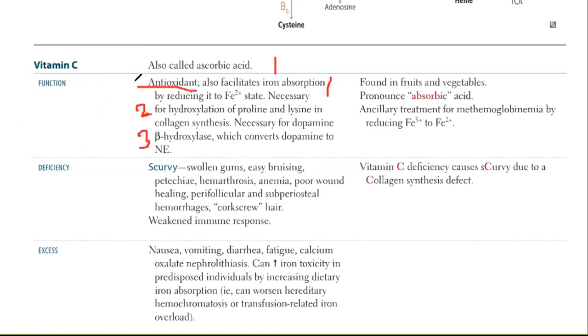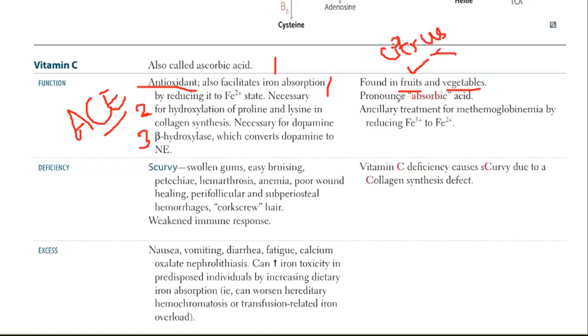Okay, remember these three functions. And regarding antioxidants, just remember the mnemonic ACE. I have repeated it so many times so that you can learn it. Vitamin C is found in fruits and vegetables, but mostly in citrus fruits, for example lemon, oranges, grapefruits. So it is found more in citrus fruits.